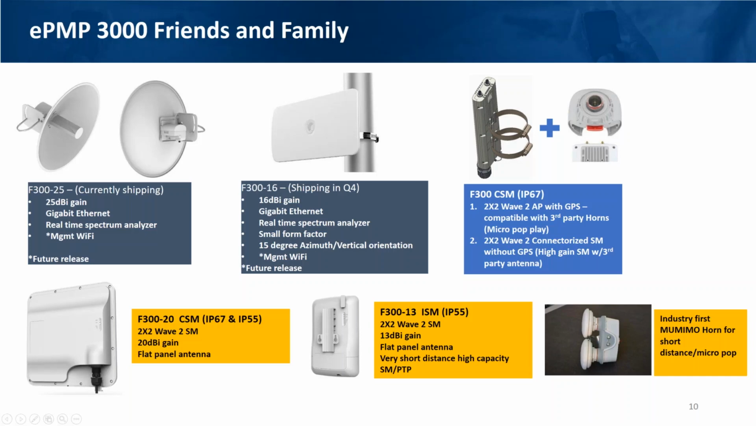Bottom right is a tiny picture of what I call a multi-user MIMO horn. The idea here is to take the benefits of a horn antenna design and be able to do MU-MIMO with two of them next to each other, with some calculations on the boresight separation and so on. It's a prototype that we tested, and this will be productized.